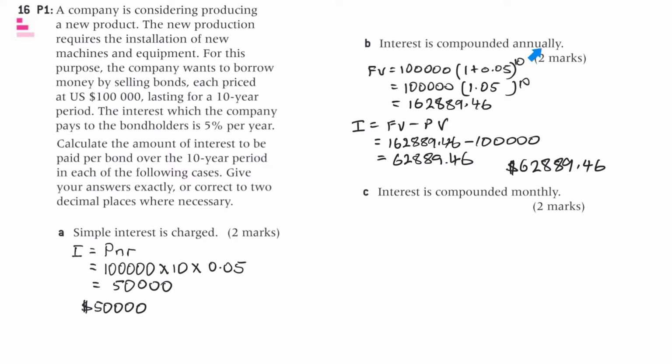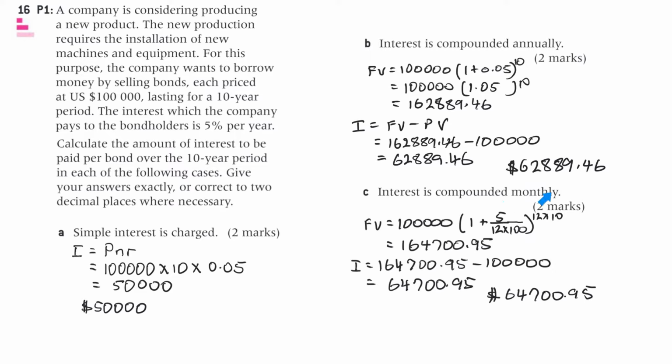B, interest is compounded annually. Well, remember that we're finding not the interest, but the future value here. That's the present value, 100,000 times 1 plus 0.05 to the 10. The reason we're using 10 is because interest is accrued in the first year. So we resolve that. The future value is 162,889.46. The interest is the future value minus the present value, and the answer is 62,889.46, 2 decimal places, because it's money.